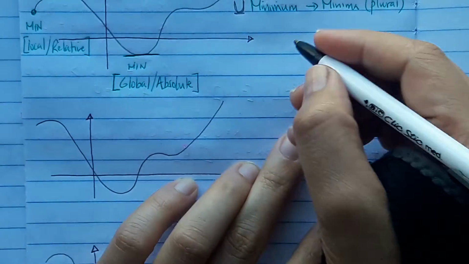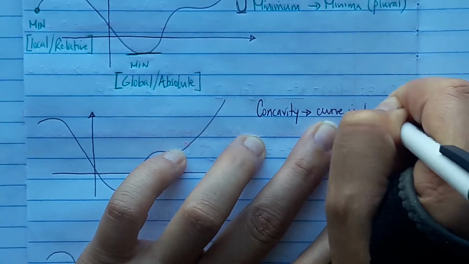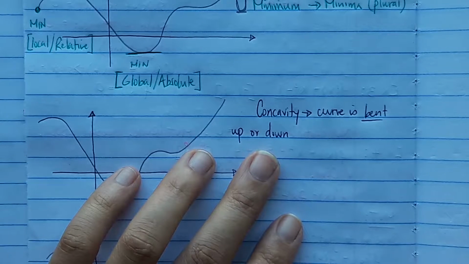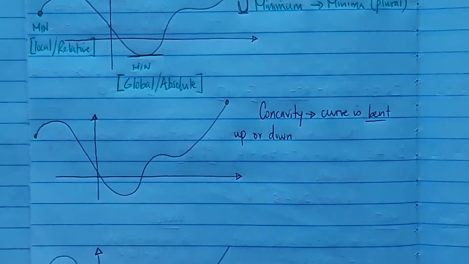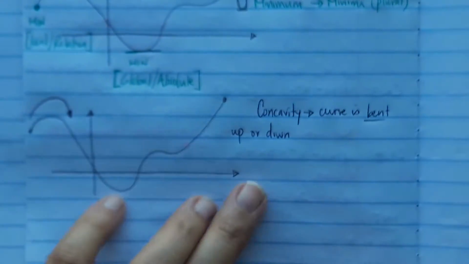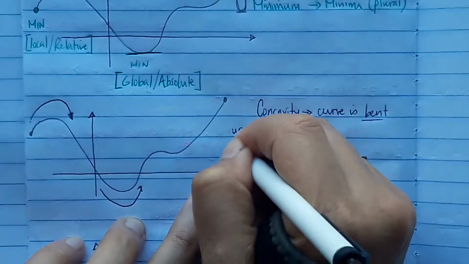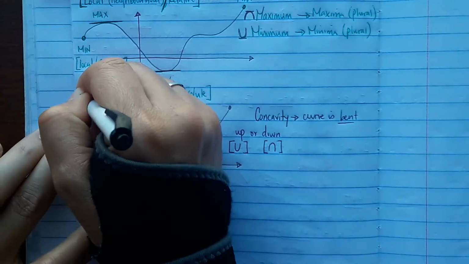Alright, let's take a look at concavity, what that means. Alright, so concavity is where the curve is bent up or down. That's just the simplest way to put it. Concavity is where the curve is bent up or down. This is a listening check. Put a box around the word concavity. So if it's bent down like this, in other words, it goes from positive to negative, we say it's concave down. And if it's bent up, we say it's concave up. So N is down, U is up.